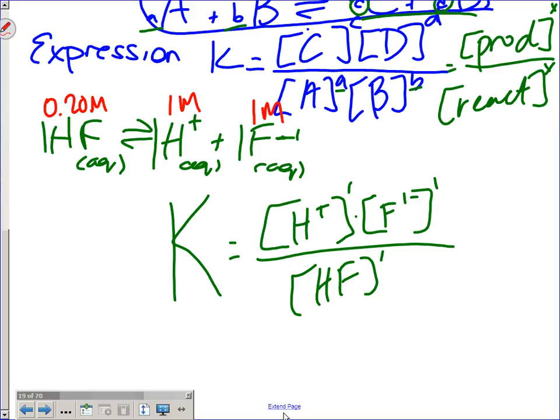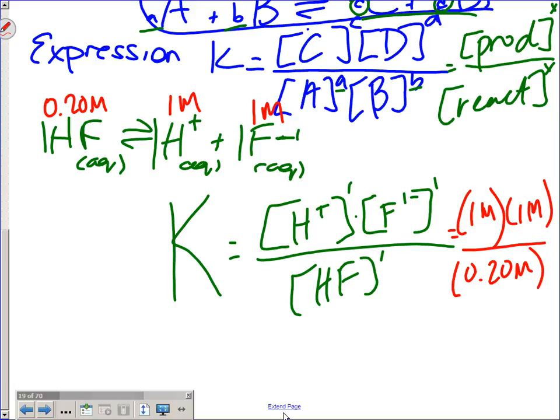But then what you should be able to think about is how does that work with the K expression as well. So plug those numbers in and solve for K. You might be able to do that in your head. So you're plugging in at equilibrium 1 molar for each of these, divided by 0.2 molar. So what's 1 over 0.2? 5. K equilibrium expression is equal to 5.